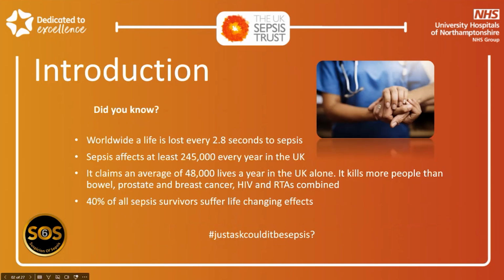Did you know sepsis affects at least 245,000 people each year in the UK alone, and 48,000 people lose their lives as a result of sepsis? Around 40% of sepsis survivors suffer life-changing after effects. These effects vary, but include physical, psychological, and cognitive. These can be things such as memory loss, poor concentration, post-traumatic stress disorder, insomnia, repeated infections, hair loss, and lethargy.